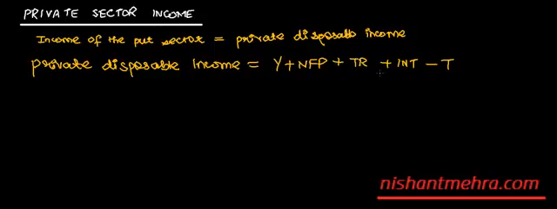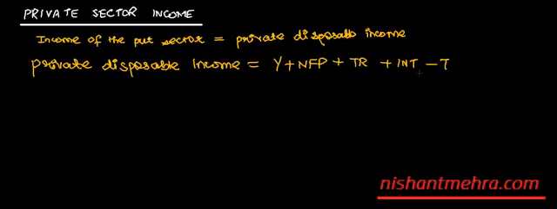So what is private disposable income? This is the private sector income earned at home plus net factor payments from abroad plus the payments to the private sector from the government, okay, plus interest payments on government debt, right? Government must have taken some debt from the private sector, so whatever government is going to repay to the private sector, that has to be added back to the private sector's income, less the taxes which it has to pay. Okay, less the taxes which it has to pay.